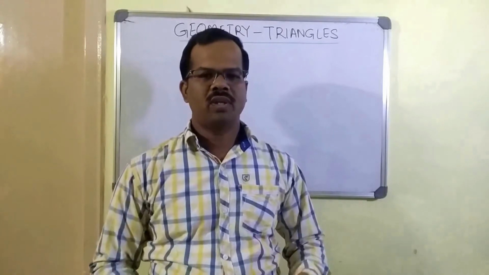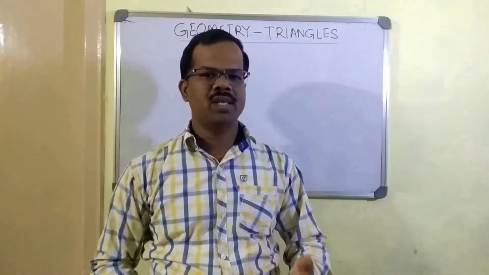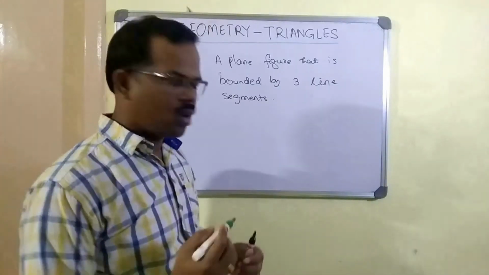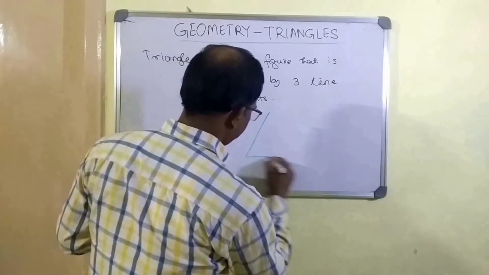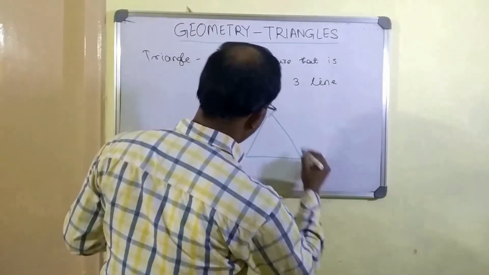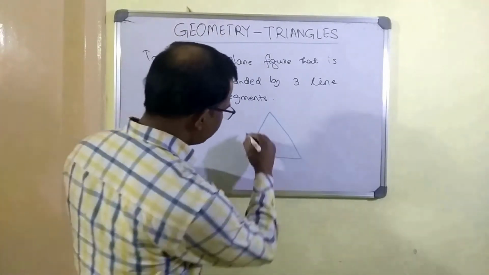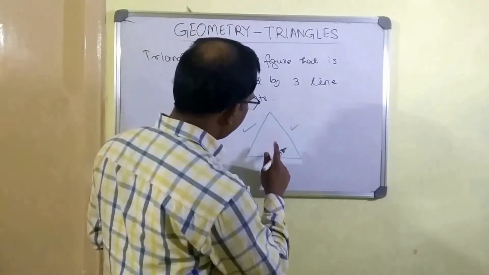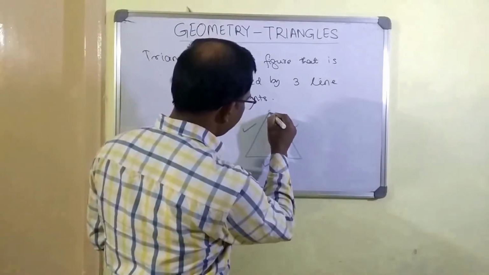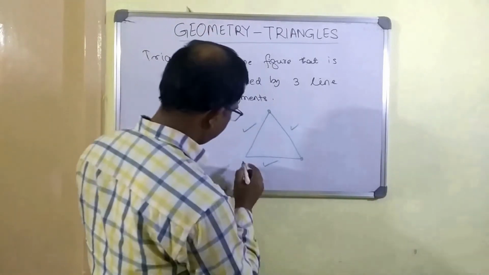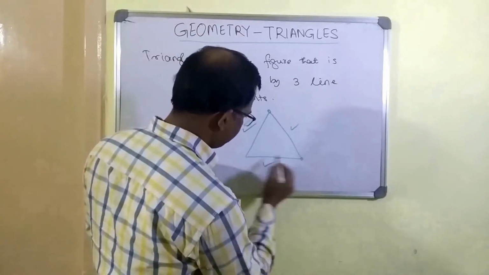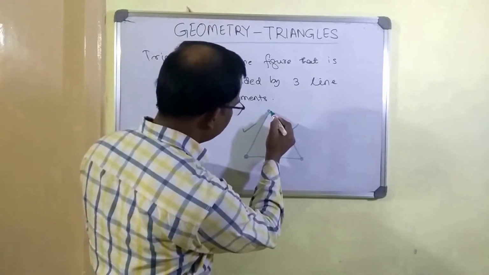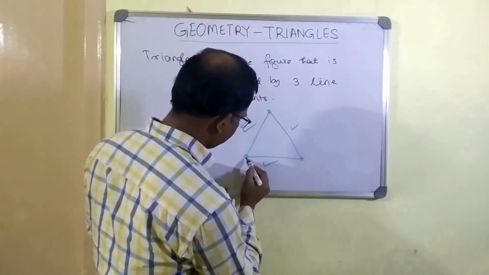Okay, we will start with the definition of a triangle. A triangle is a plane figure that is bounded by three line segments. Okay, I am drawing a triangle. There are three line segments, and each line segment has two ends. This line segment has one end here and one here, and this line segment has one endpoint here and the other endpoint here.